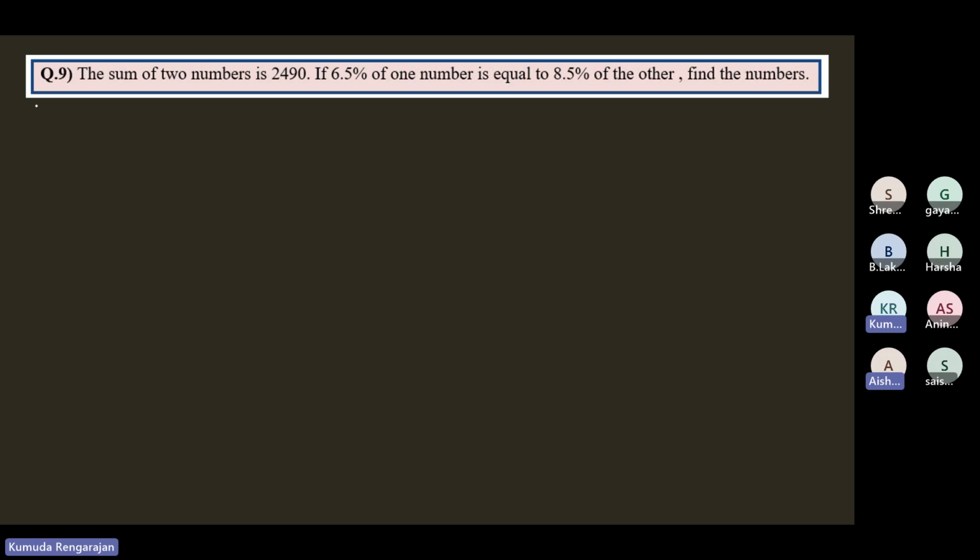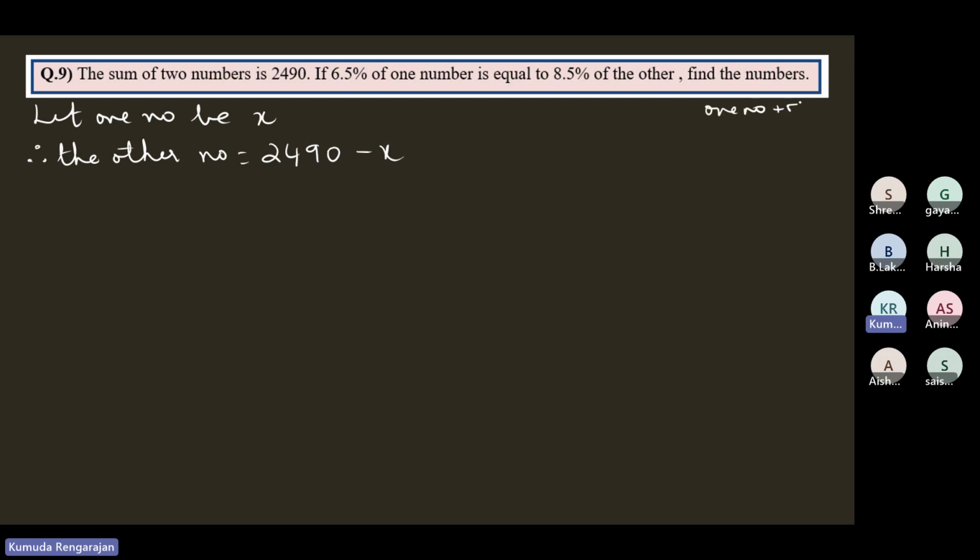Very good, Aishwarya. So now, let one number be x. Therefore, the other number is 2490 minus x. Very good. You're right with the assumption. Because, 1 second Aishwarya, I'll just continue with you 1 second. One number plus other number.